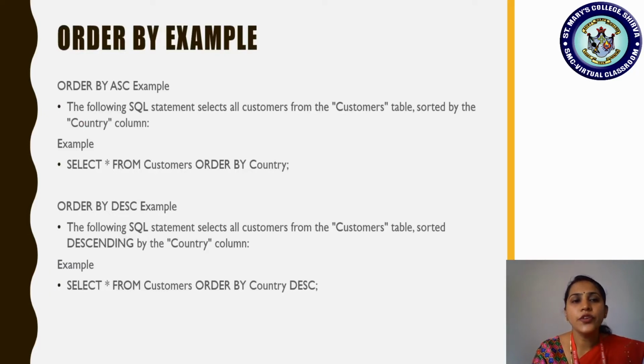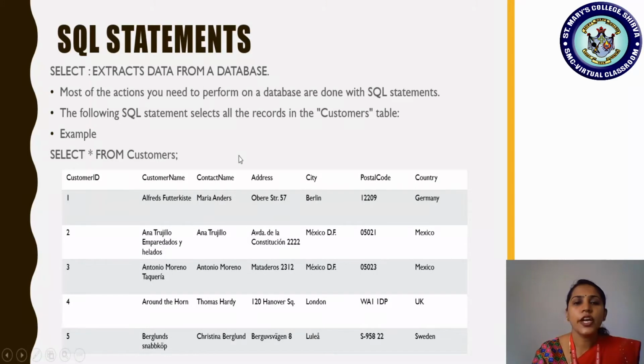Then let us look into one example here. Order by ASC example, that is ascending order if we want. The following SQL statement selects all customers from the customer table sorted by the country column. So in the following example, we are applying the sorting for which particular column? Country column. I hope you all remember. Just check out here, students. This is a customer table, right? Customer ID is there, customer name, contact name, address, city, postal code and country. And now we are discussing the order by example where the sorting is applied for which column? Country column. Okay.